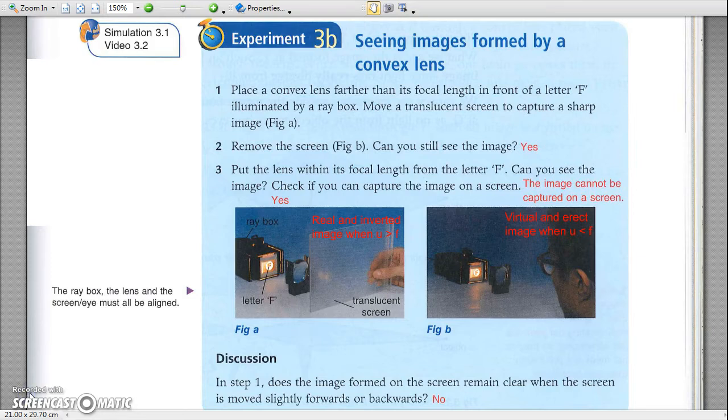Your teacher will let you do the experiment below in the next lesson. Let's now take a look at the video first.